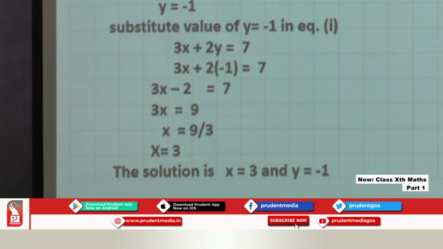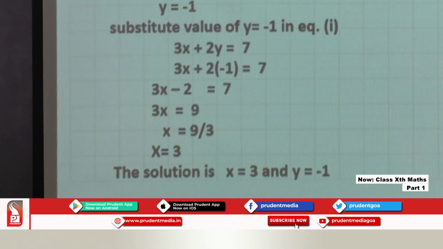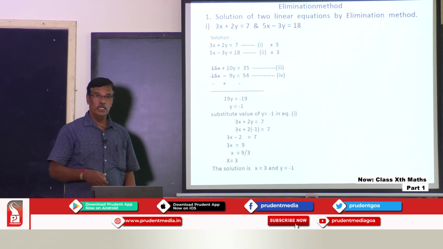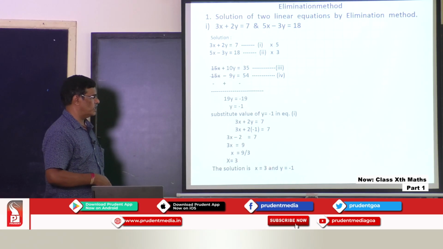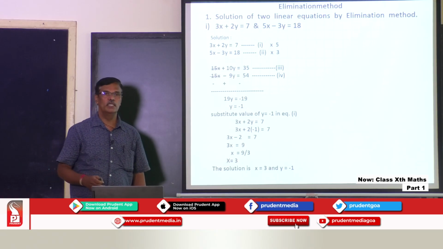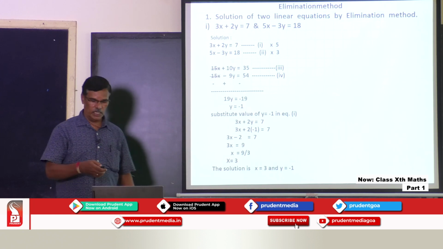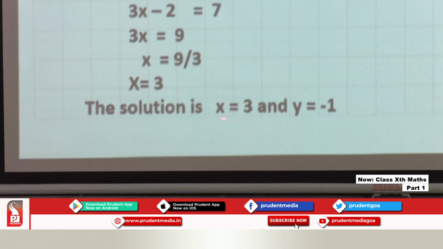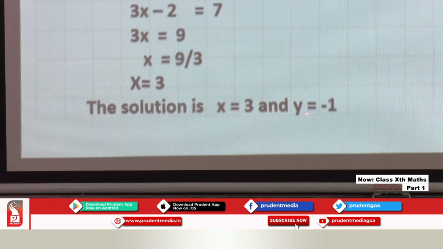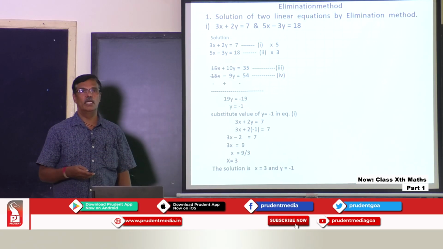And finally, we have to write the solution. What is the solution? Therefore the solution is x is equal to 3 and y is equal to minus 1. This is the solution. This step is very important. It is compulsory because this step carries half a mark. Most of the time students don't write this step and they lose half a mark. So finally they have to write this final step. Therefore the solution is x is equal to 3 and y is equal to minus 1. Let me take one more problem based on the same elimination method.